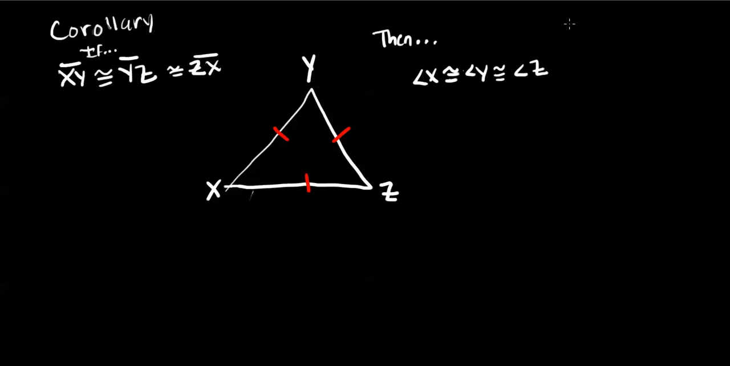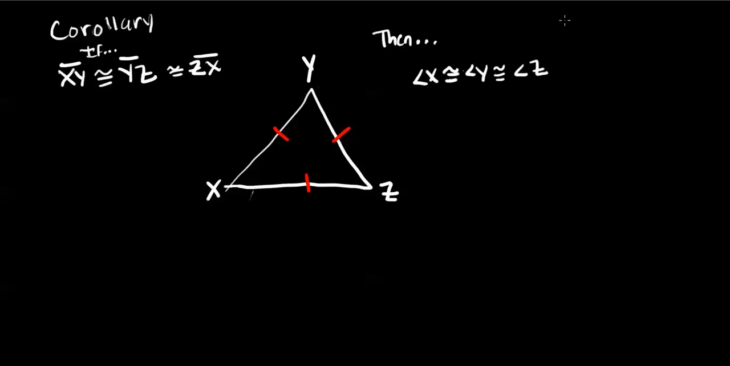Next, we're going to talk about a corollary. A corollary is a theorem that can be proved easily using another theorem. Since a corollary is a theorem, you can use it as a reason in a proof. This is the corollary to theorem 4.3. If a triangle is equilateral, then the triangle is equiangular.